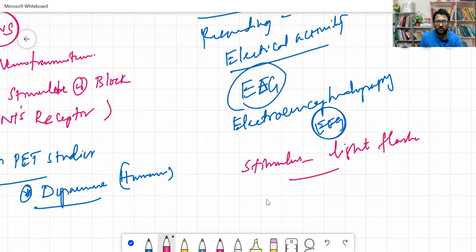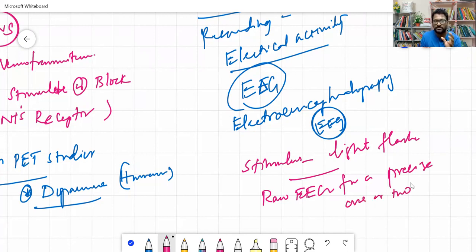The raw EEG for a precise 1 or 2 second period, following each stimulus, is recorded and fed into a computer, where it is summed up and averaged. Likewise, we can go ahead with electrical recording, using the raw EEG to get a precise one. These would be followed by a different approach.